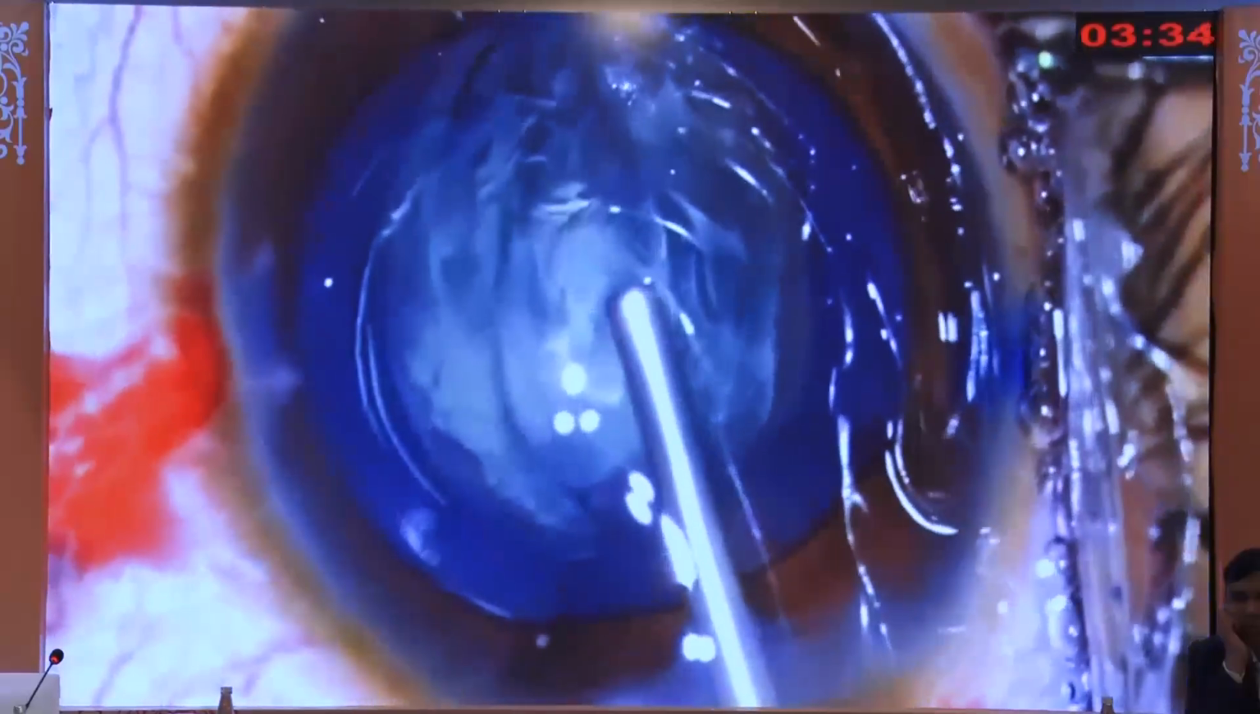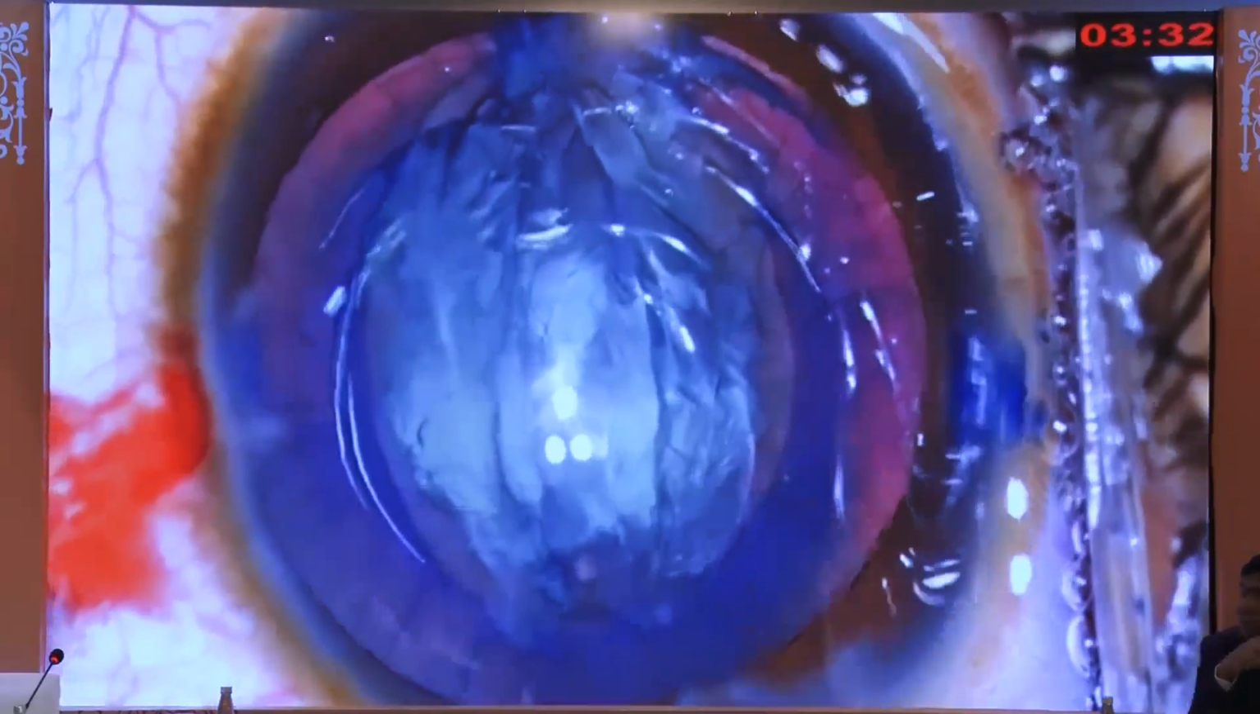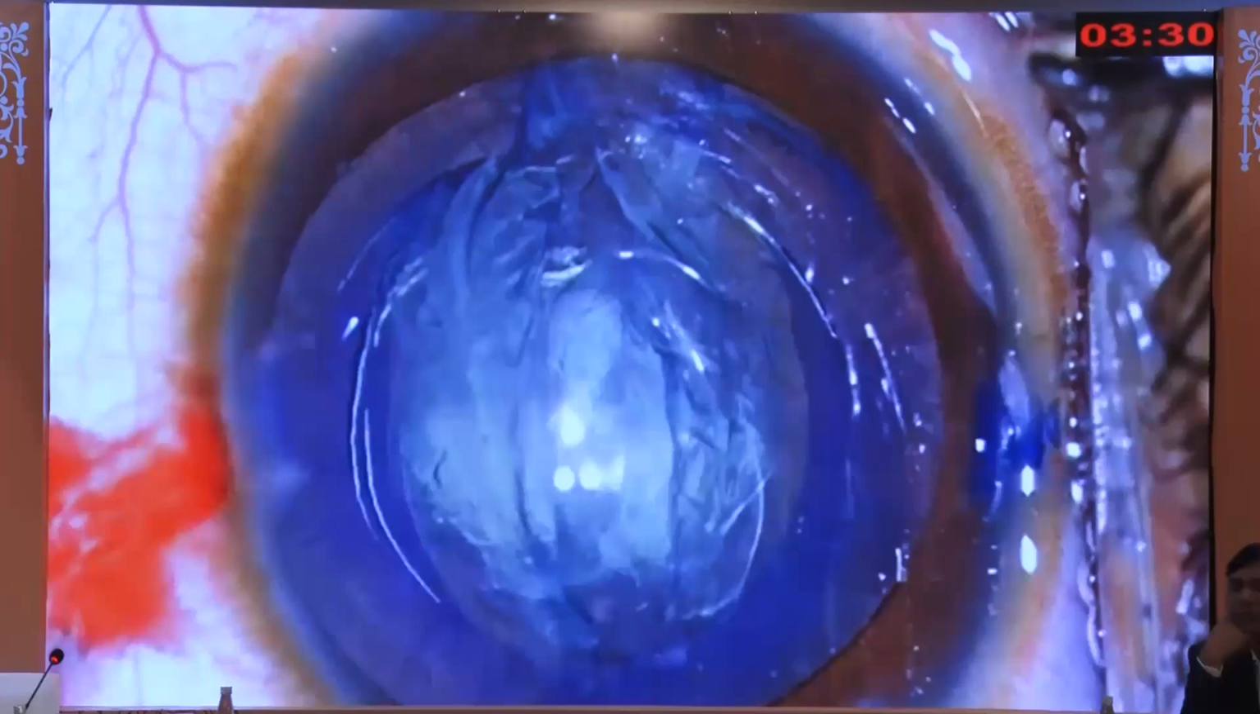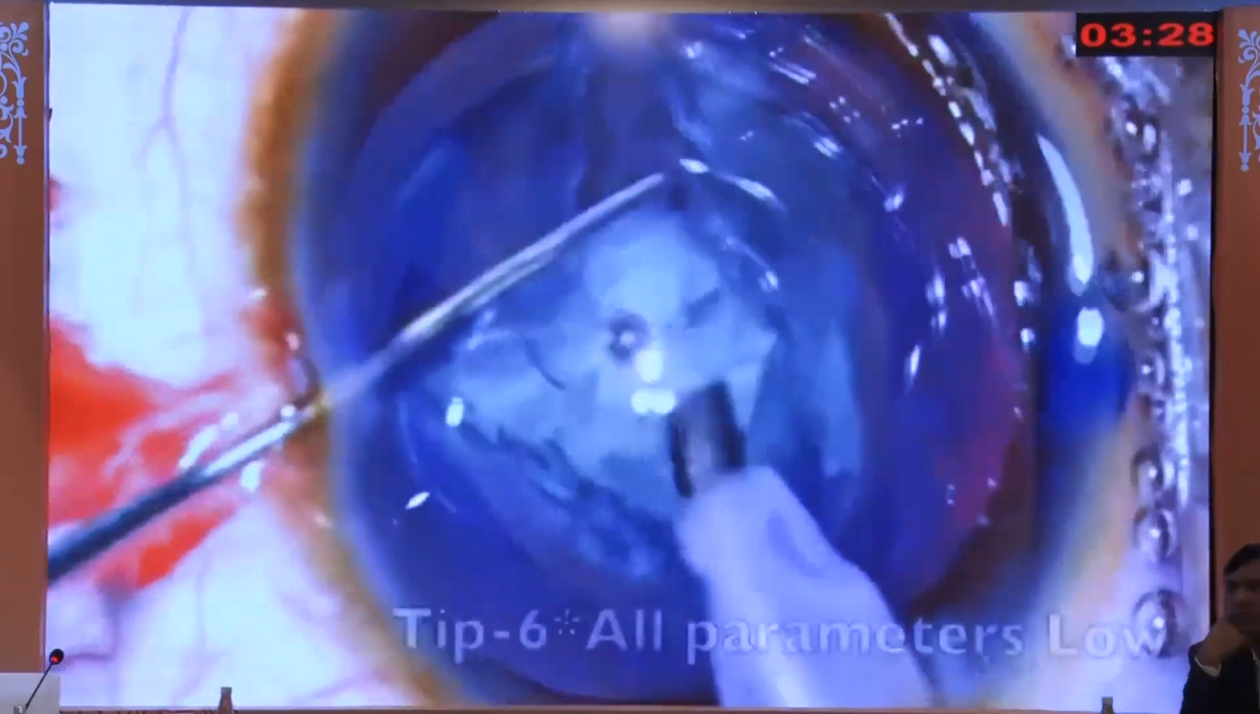This is a very good ring. You can see the ring here. We can get a very good ring. With hydrodelineation, there is no chance of fluid going behind. So these tips are always very helpful.